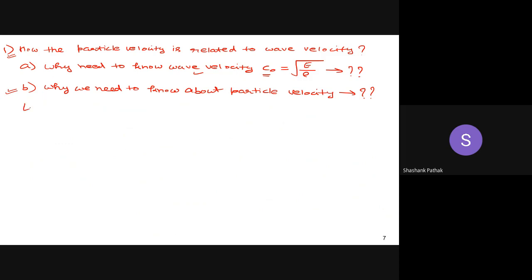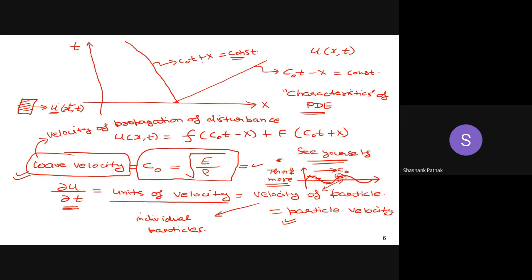So let us try with a wave traveling in minus x direction. Let me clarify what I wanted to say. Maybe I will go to the previous slide. Here, when we were writing C0t plus x equal to constant and C0t minus x equal to constant, these represent these two functions, right? C0t minus x plus C0t plus x. These are basically a combination of two different waves which are moving in two different directions.